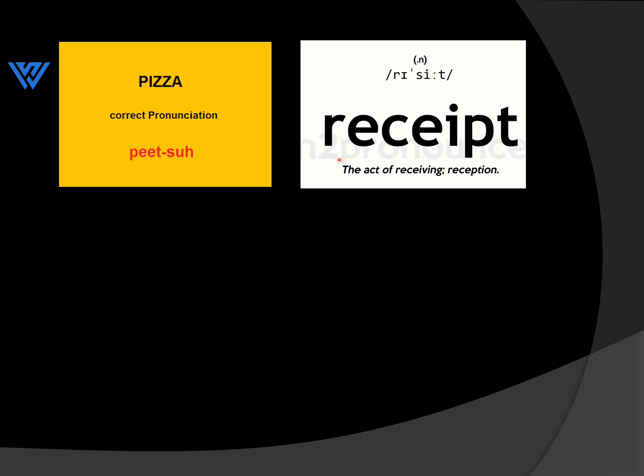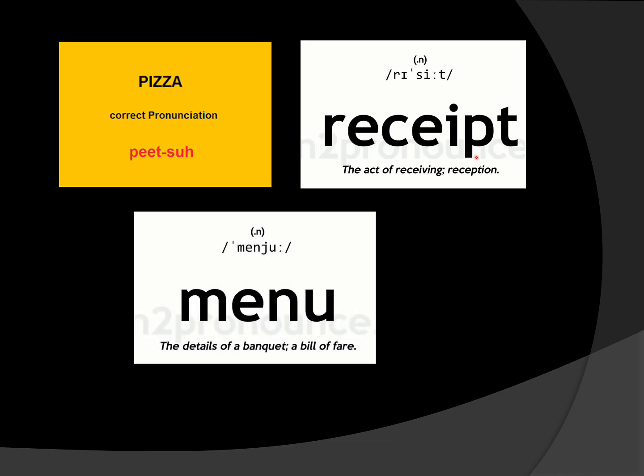The next word for today is, we often mispronounce this word. This word is receipt. Receipt. Receipt. There's P in the spelling, but the P is silent in pronunciation. So it will be pronounced as receipt. The next word is menu.